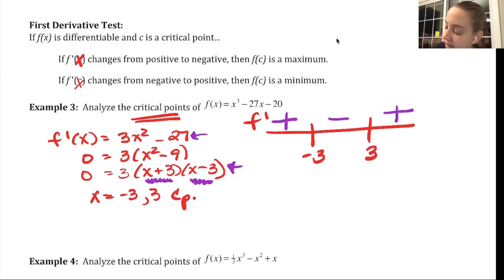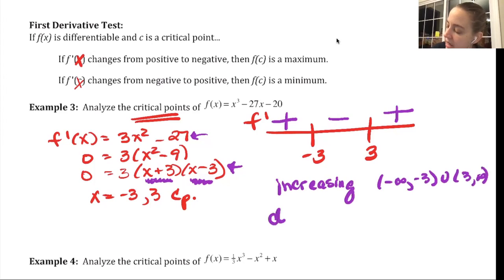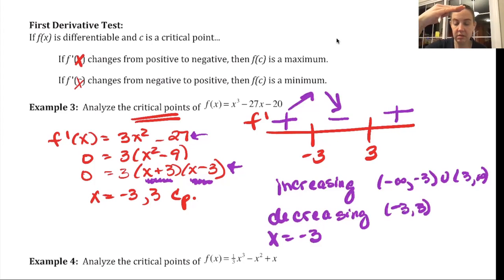So we are increasing from -infinity to -3 and from 3 to infinity. We are decreasing from -3 to 3. Now, the question was about the critical points. So x equals -3. I go from positive to negative. I go from uphill to downhill. So if you switch from going uphill to downhill, at the top you have a maximum.